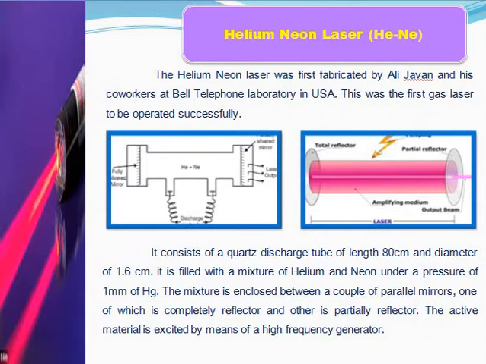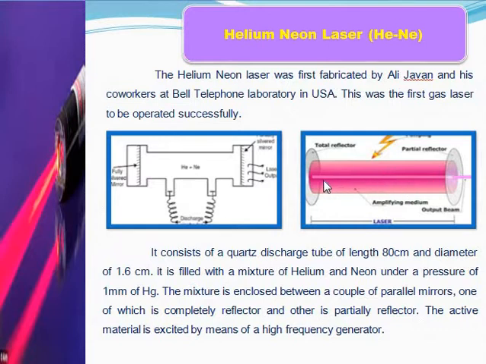The block diagram of the helium neon laser is shown here. It consists of a quartz discharge tube of length 80 centimeter, and the diameter of this discharge tube is 1.6 centimeter. It is filled with a mixture of helium and neon under a pressure of 1 mm of Hg. So this is the basic structure.